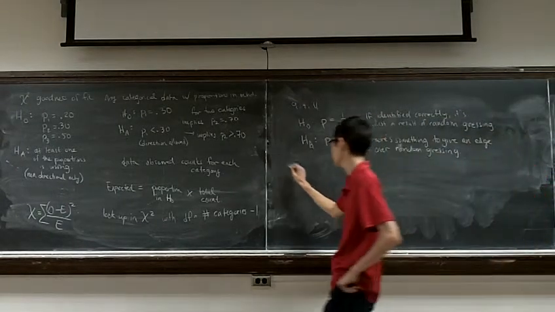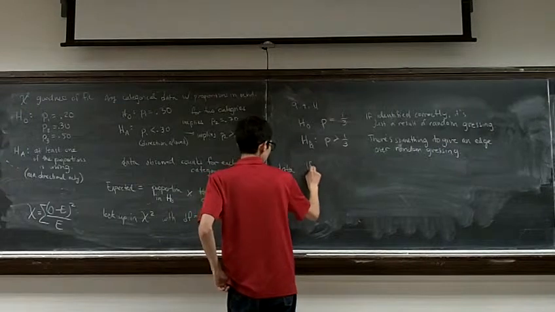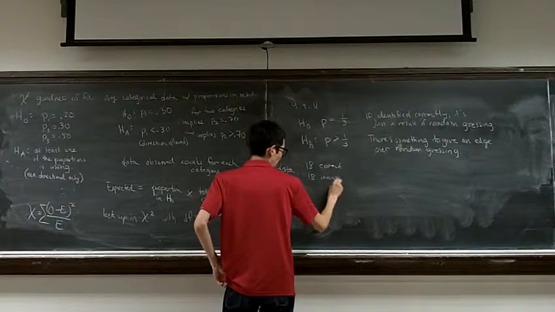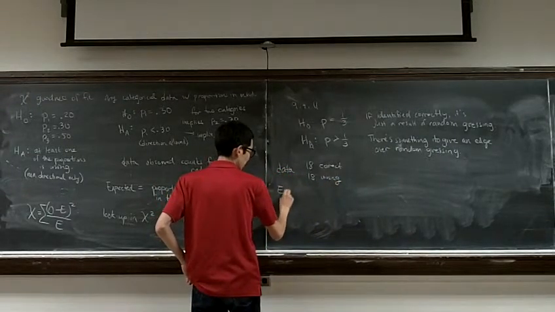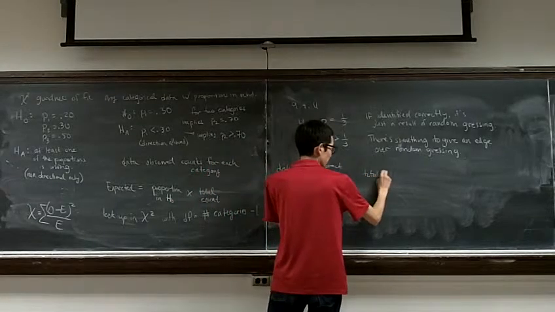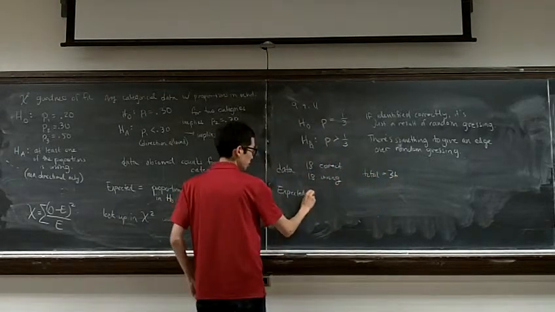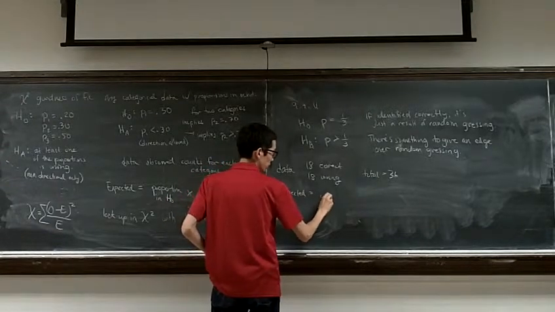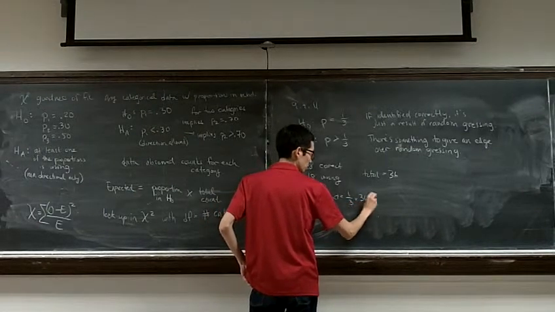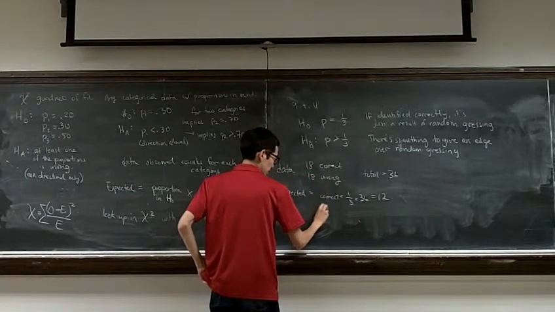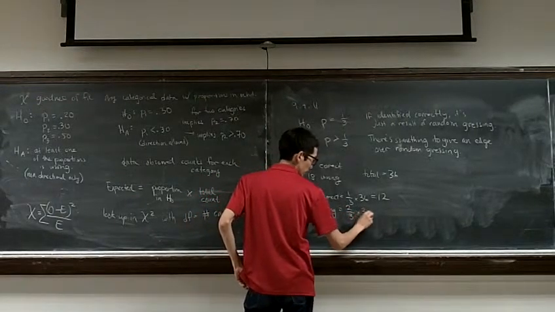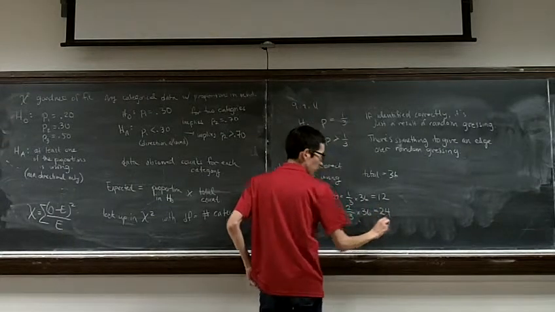Okay, the data was 18 correct, 18 wrong. Our expected, okay, so we have a total of 36. So our expected correct would be 1/3 times 36. So we're expecting 12 right, and wrong would be 2/3 times 36, 24.